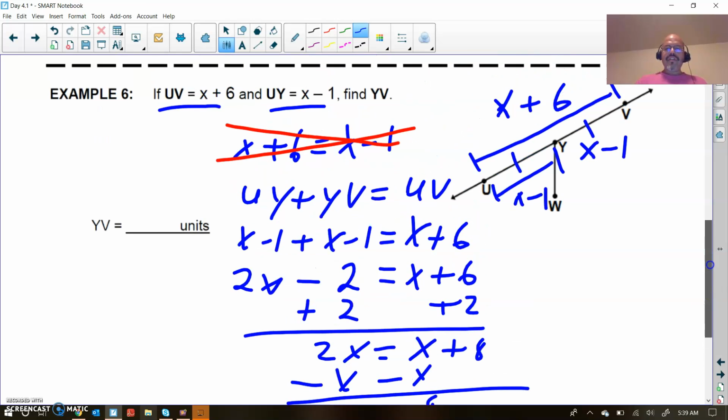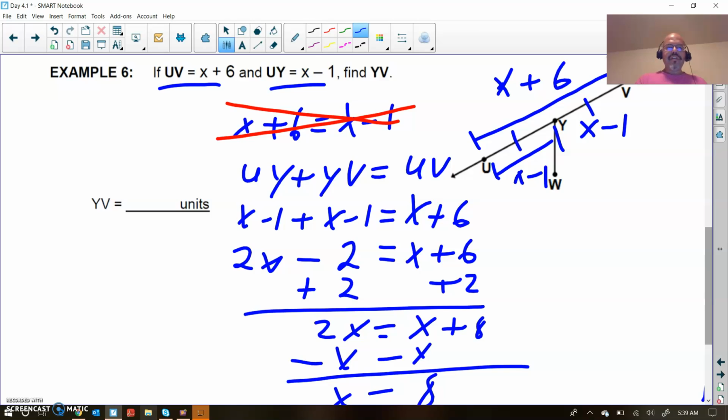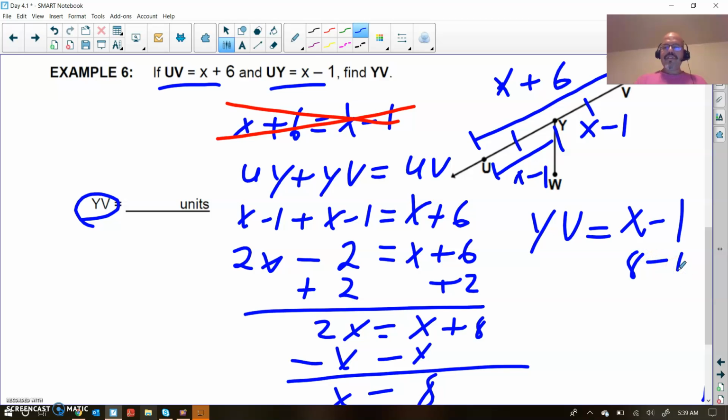Now, when we substitute, we're going to want YV. This is YV equal to x minus 1. So 8 minus 1, that's equal to 7. 7 units.